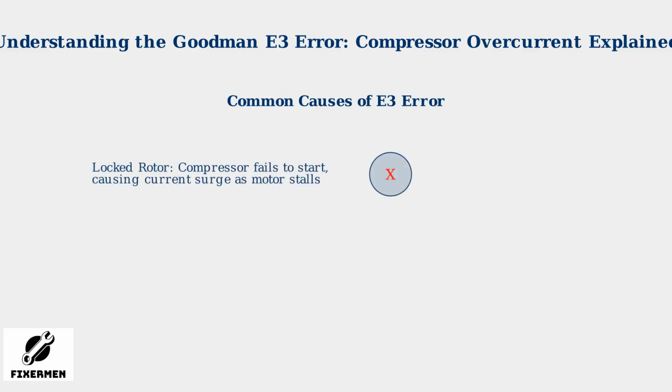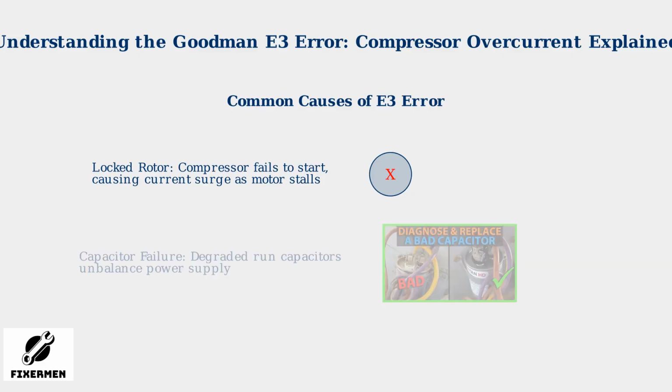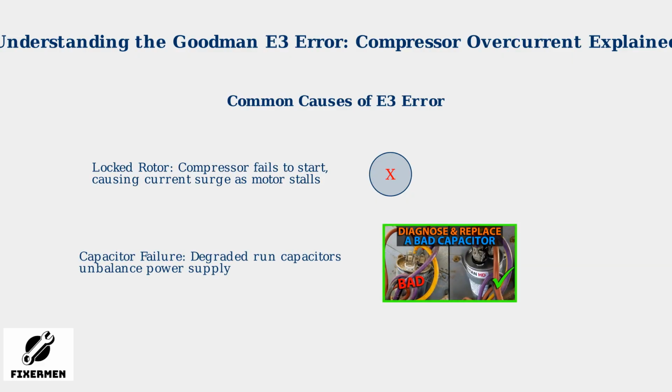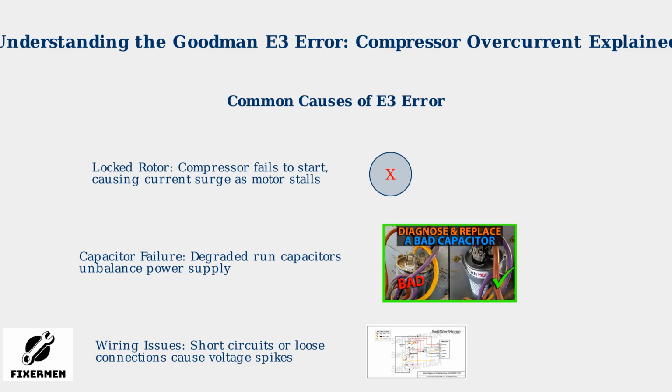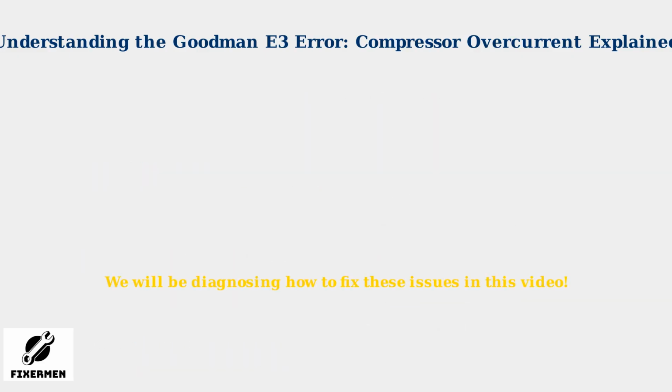Locked rotor occurs when the compressor motor fails to start, leading to a surge in current as the motor stalls. Capacitor failure happens when run capacitors degrade, leading to unbalanced power supply and overcurrent draw. Wiring issues, such as short circuits or loose connections, can cause voltage spikes leading to overcurrent. Refrigerant problems, like low levels, increase the compressor's workload, indirectly causing overcurrent. We will be diagnosing how to fix these issues in this video.